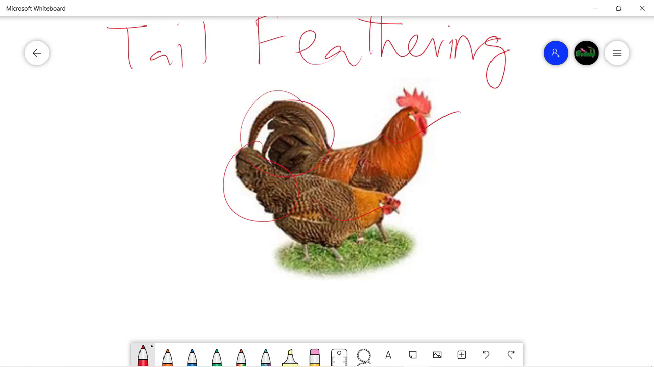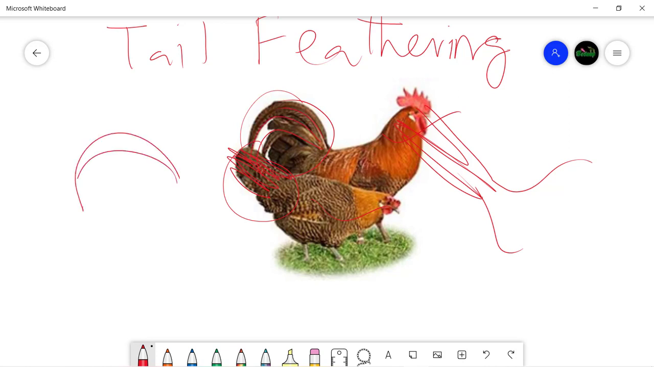Now, females usually have straight feathers in their tails, like this, as you can see here. So it is known as hen feathering, straight. Whereas the males have these sickle shapes, like this. Their feathering is known as sickle shaped. So this is a characteristic of the male, whereas the female has hen feathers.